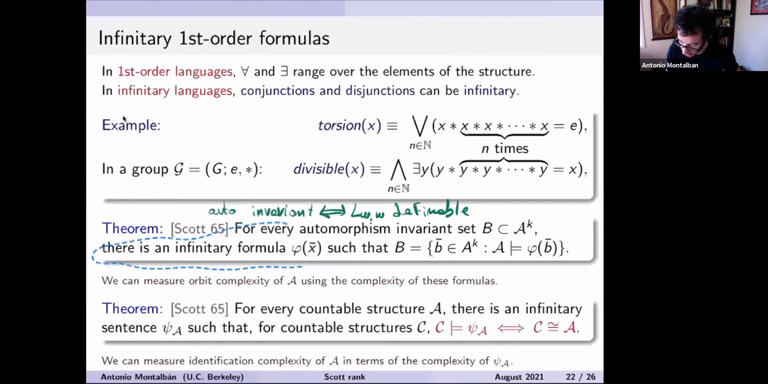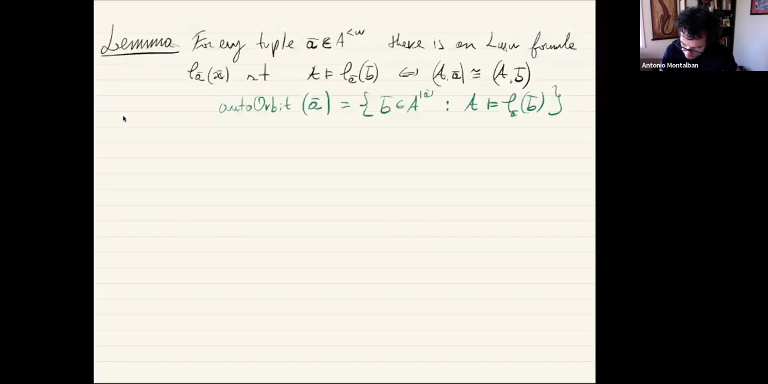Every automorphism invariant set, in particular automorphism orbits, is definable by some formula phi. That's what one of the lemmas on the list says. So if you're invariant, we're going to prove this one next. I guess this is a corollary of the lemma that we're doing right now. Okay, so let's prove this lemma. This is actually quite easy.